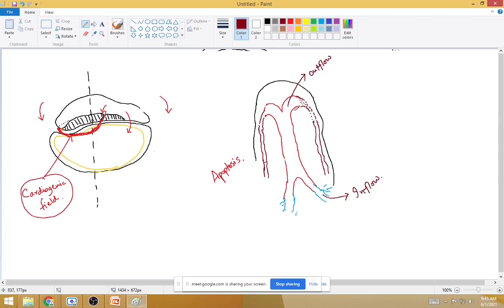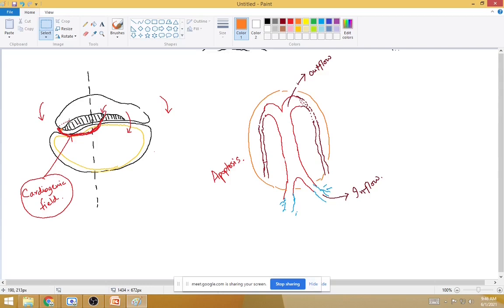Okay. Now you have an outflow, you have an inflow, and it lies in the pericardial cavity. Suppose I am just drawing here. It will enter the future pericardial cavity. Okay, so this is how the heart tube is formed. Is it okay till here?